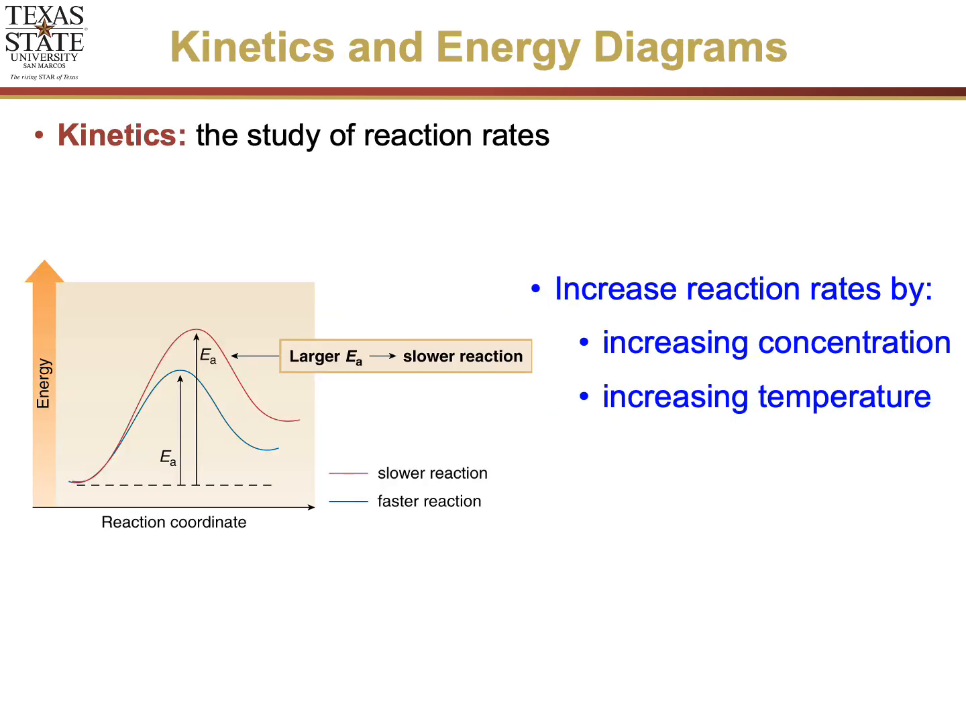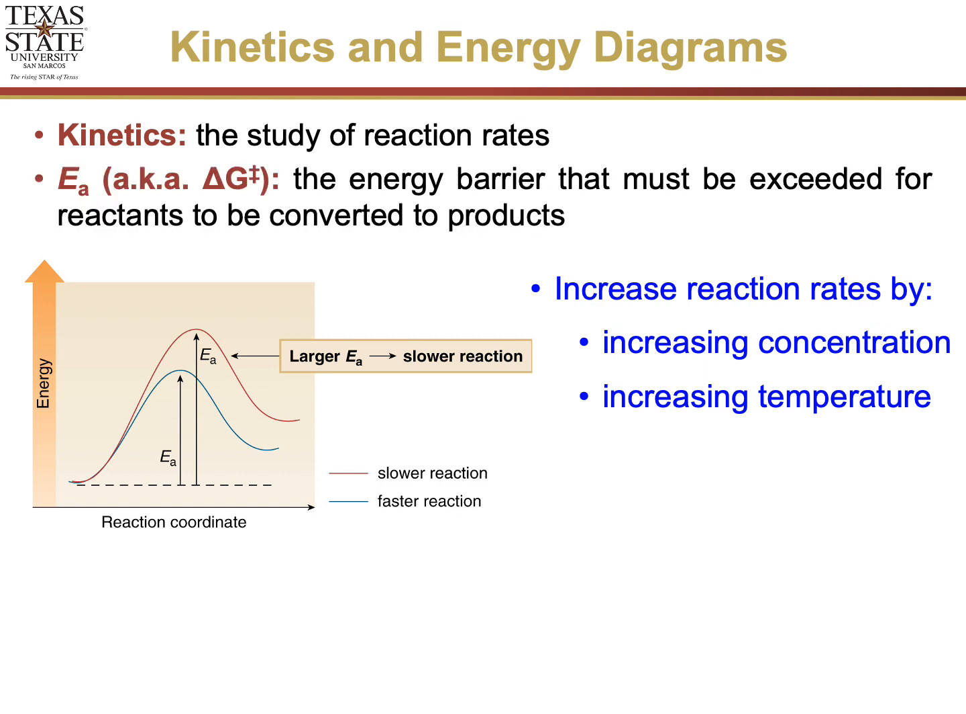Okay, so now the difference between kinetics and energy is that kinetics is all about the rate of the reaction or how fast it goes. Now this is determined partially by the sterics of the system, but also the more energy it takes to get to your transition state, the slower reaction rate you're going to have. So in the case of here where our activation energy is lower for one reaction than the other, the lower activation energy reaction is going to go faster. Now we can also increase the reaction rates by increasing concentration or increasing the temperature.